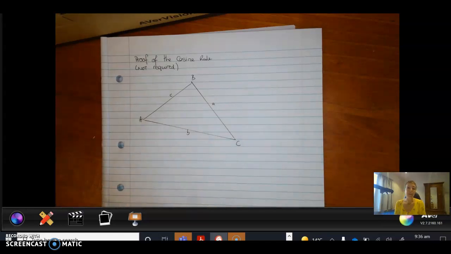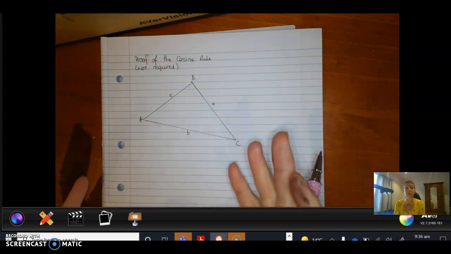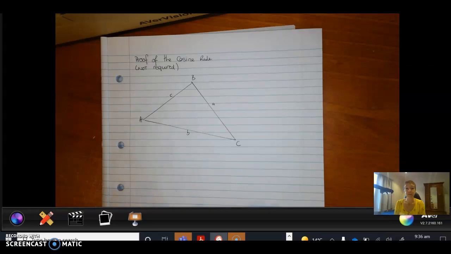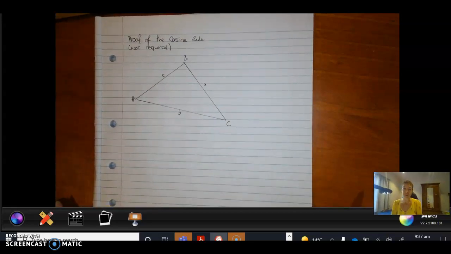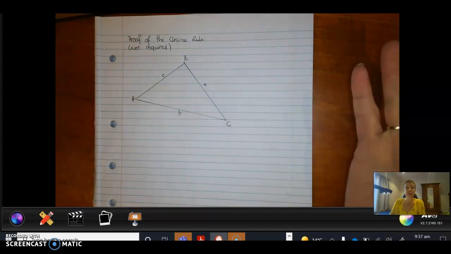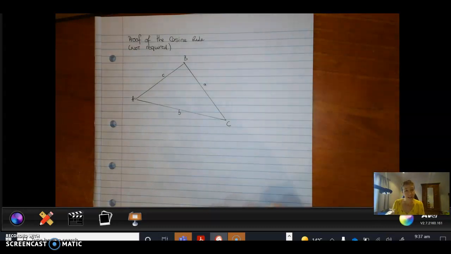Hi there, today I'm just going to show you the proof of the cosine rule. You do not need to know this for level 2 mathematics. However, it is a good example of using what we do know and putting it into something else. So all the maths that I'm going to do is level 2 maths. It's nothing new, it's just some rearranging and putting things into other things. So if you are interested in maths and like to know where things come from, this is for you. You do not have to be able to do this, but just watch and understand.